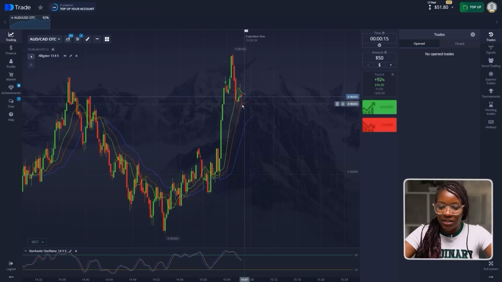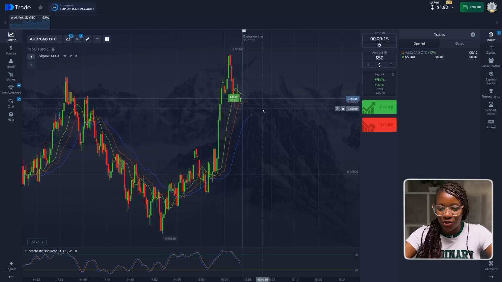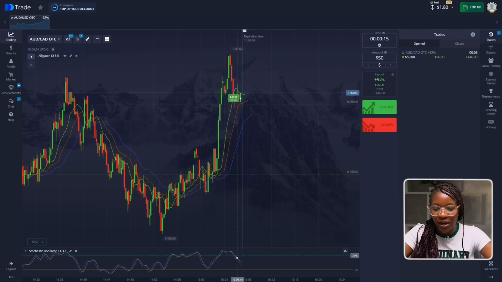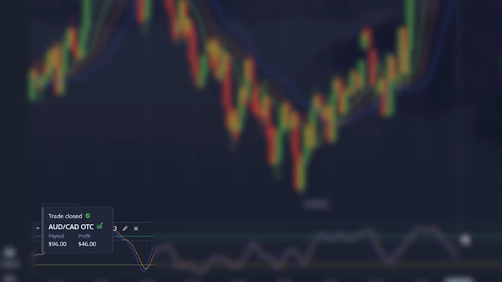Well, here we see a reaction from this level. So in this very situation, we go along from the alligator level. We also have the stochastic oscillator in the level below 80, which means that we can consider a long position, making a profit. Let's move on to the next chart.